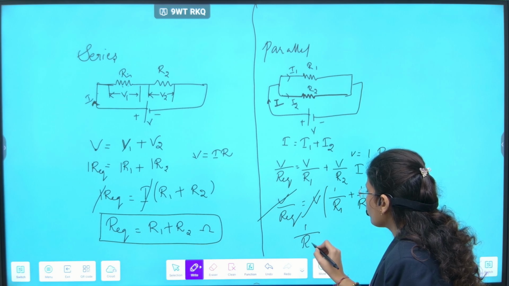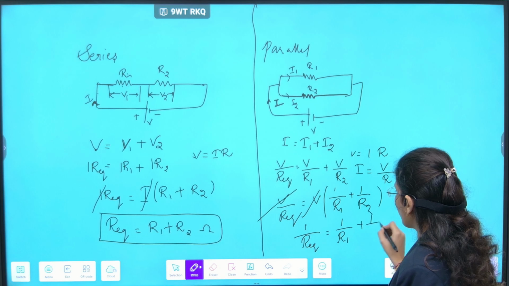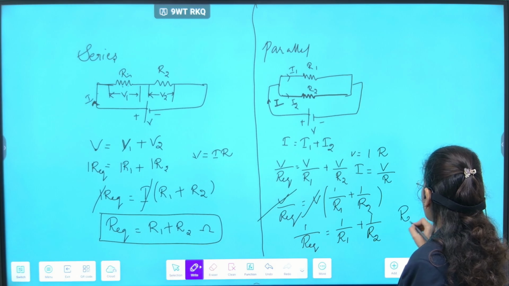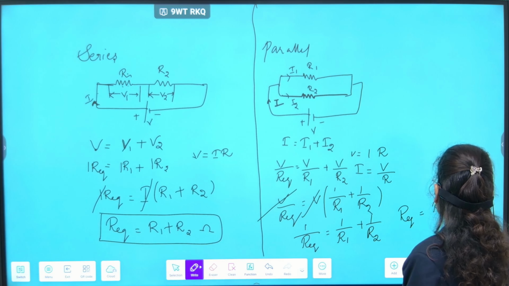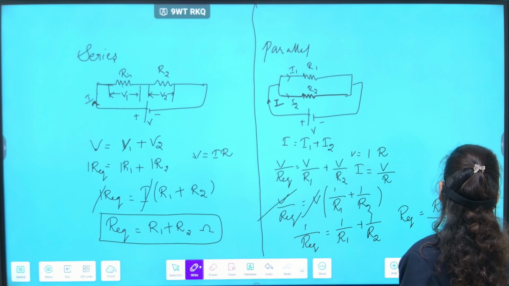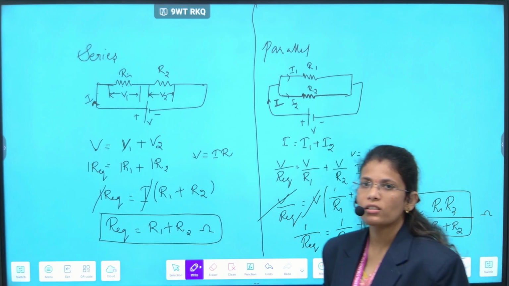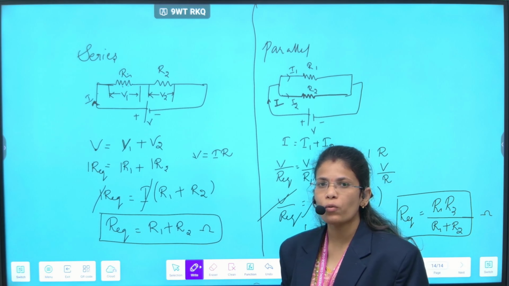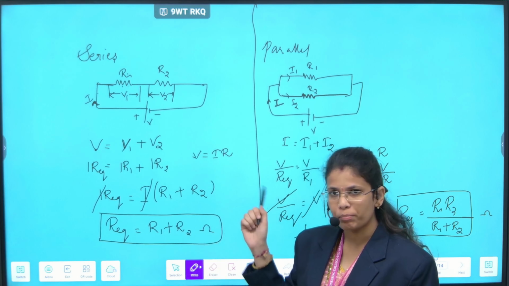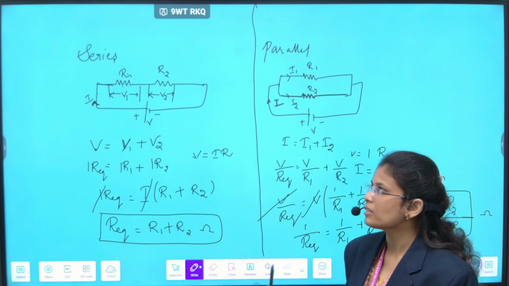1 by R equivalent is equal to 1 by R1 plus 1 by R2. R equivalent becomes R1 R2 by R1 plus R2. When two resistors are connected in series, the R equivalent will be R1 plus R2. When two resistors are connected in parallel, the R equivalent will be R1 R2 by R1 plus R2.